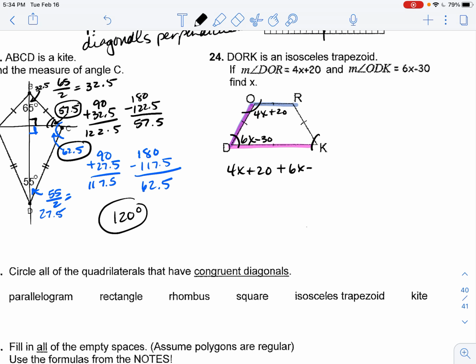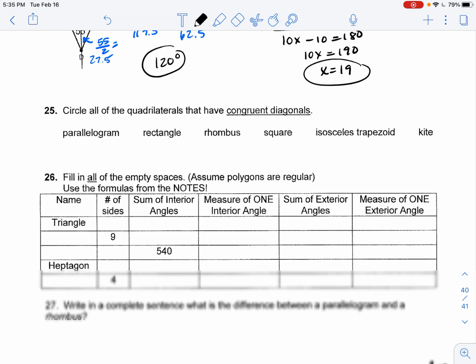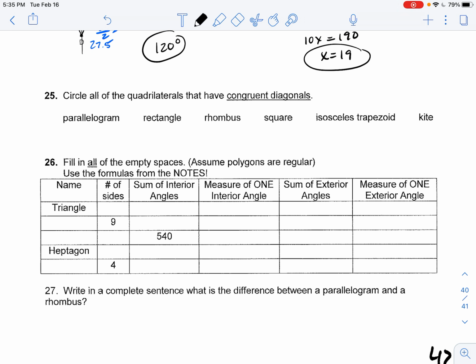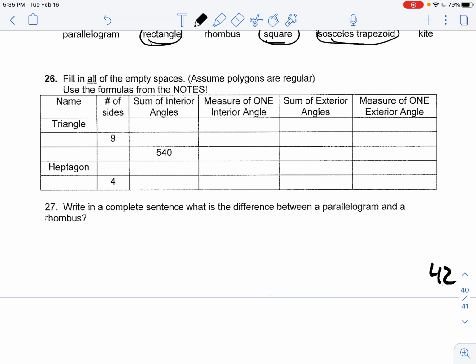All right, so we know that consecutive angles are supplementary. So we just need to add these up and equal them to 180. If I have 4 x's and 6 more x's, that's 10x. 20 minus 30 is minus 10. Let's add 10 to both sides. So I have 10x is equal to 190, and we divide by 10, x is equal to 19. In 25, circle all the quadrilaterals that have congruent diagonals. Rectangle, yes. A square, yes. An isosceles trapezoid, yes.